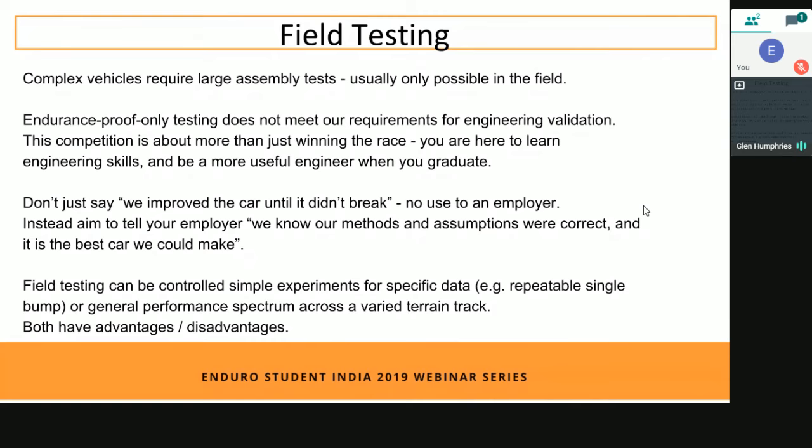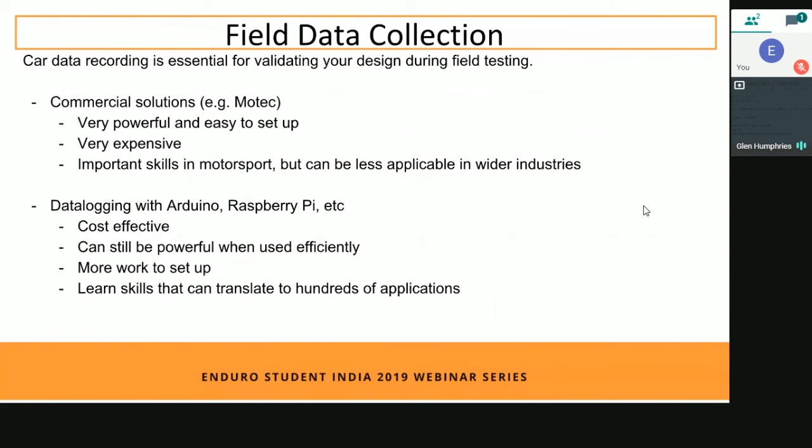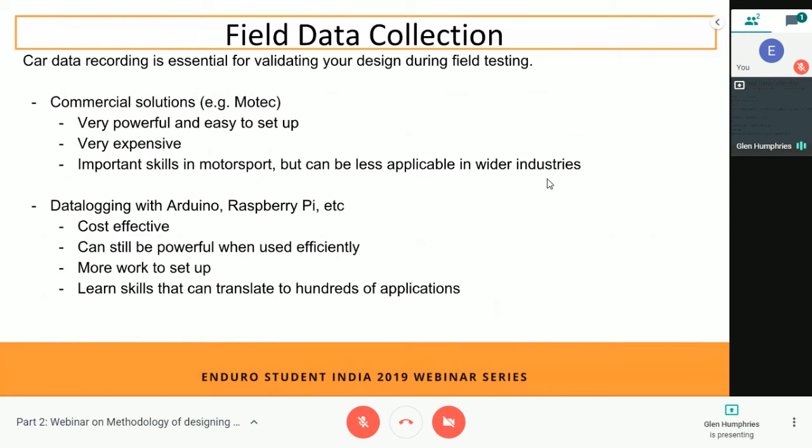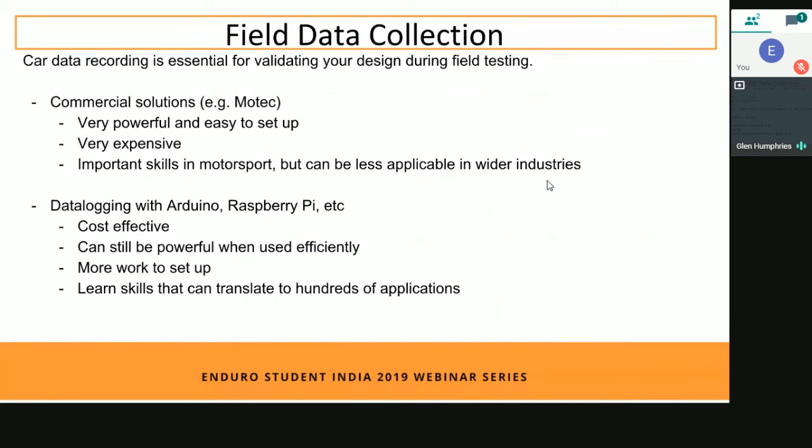But all this data we're talking about, where's that coming from? How can we get useful data from a moving vehicle? And this data recording is essential for validating your design. There are not many tests that you can do from outside the car, except for maybe top speed, or you could probably judge response frequencies on the suspension from a video, but it's not great. We need onboard car data.